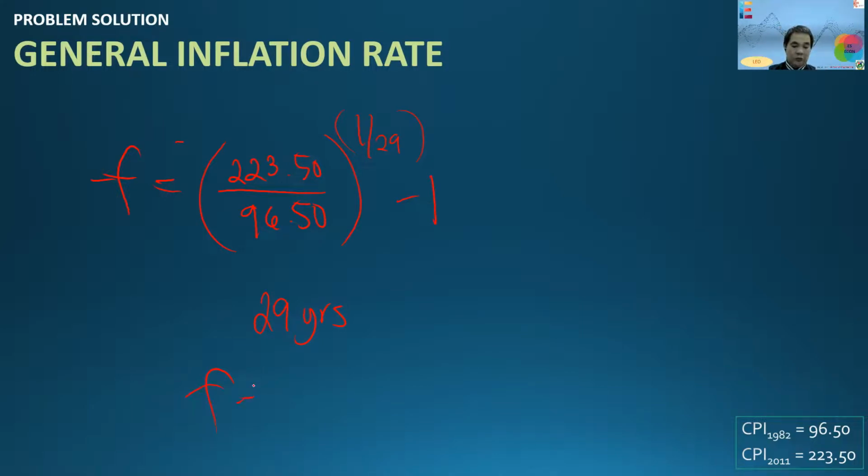So therefore, 223.50 divided by 96.50 to the exponent of 1 divided by 29, minus 1. That is around 2.93% general inflation rate. So, one thing: when it comes to general inflation rate, the basic requirement is the CPI. Okay? But when it comes to specific inflation rate and average inflation rate, you can use the actual cost of the price or the value of the commodities.